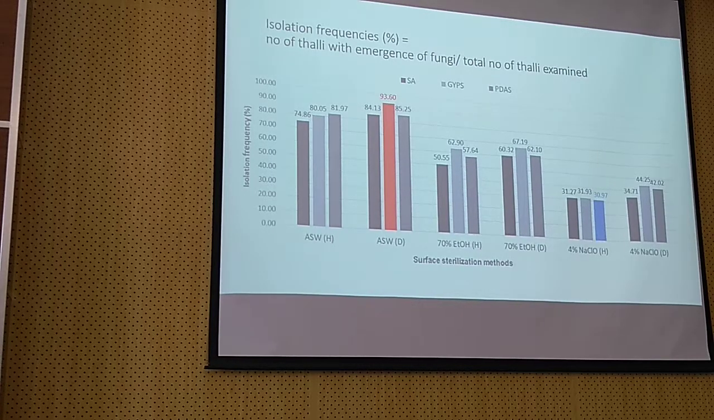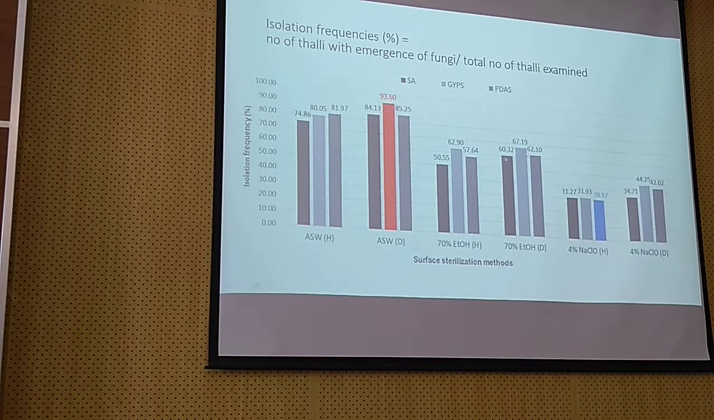Now this graph shows you the isolation frequency. That means the number of thalli with fungi growing out. Now first of all, we look at the different washing methods. This is washed by artificial seawater. This is washed by ethanol. This is washed by sodium hypochlorite.